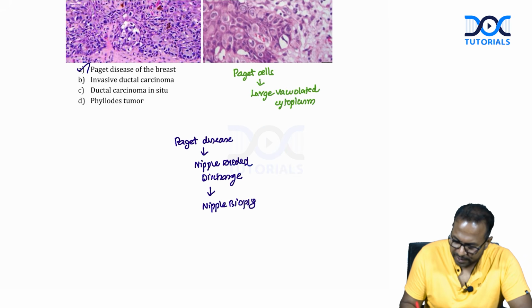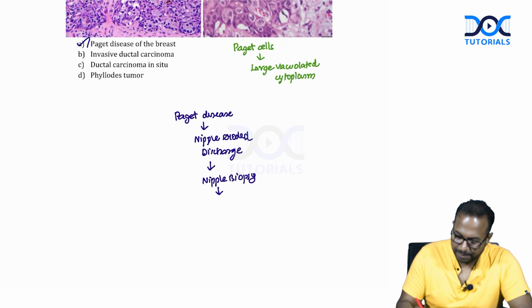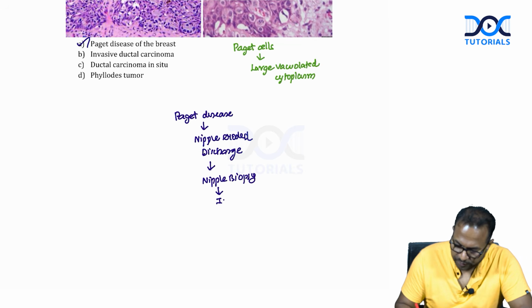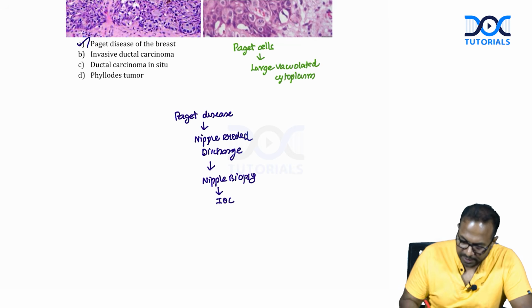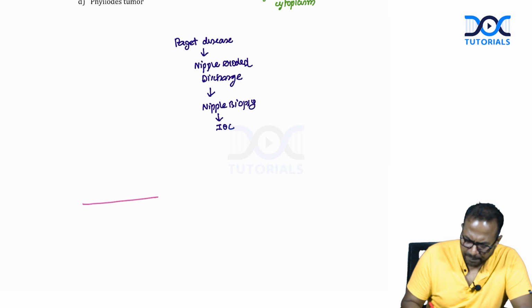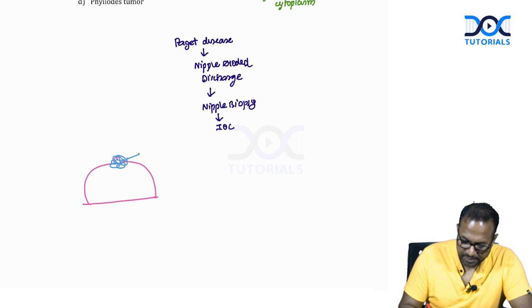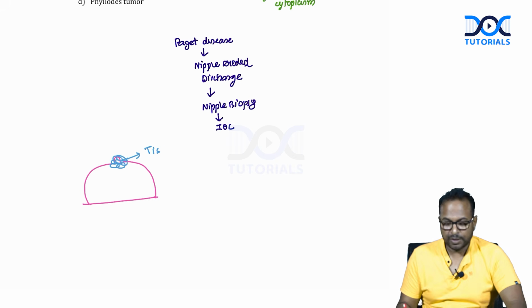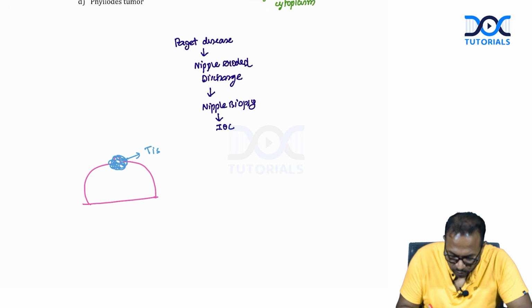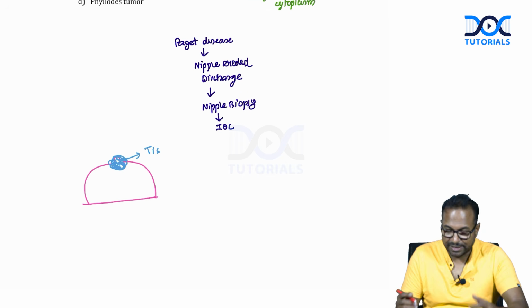So nipple biopsy should be done, and it shows the Paget's cells. That is the investigation of choice: nipple biopsy. See, there are two types of Paget's disease. Many times it's a tumor involving only the nipple. This is only involving here. This comes under ductal carcinoma in situ, and this comes under Tis grading. So it's an in situ tumor. If there is only a tumor involving the nipple, it is in situ grading.